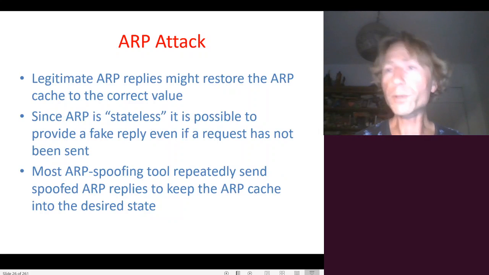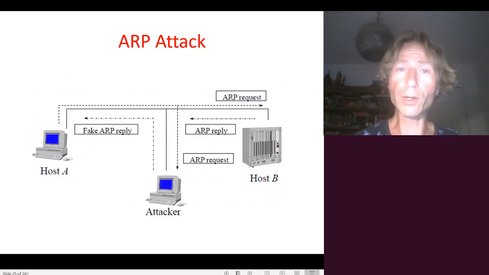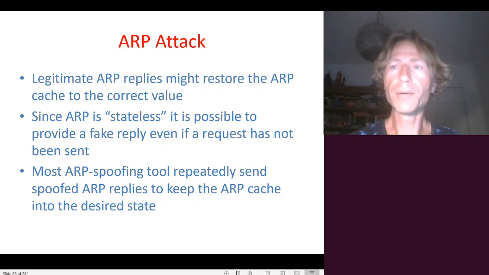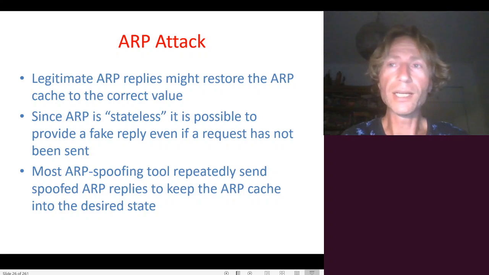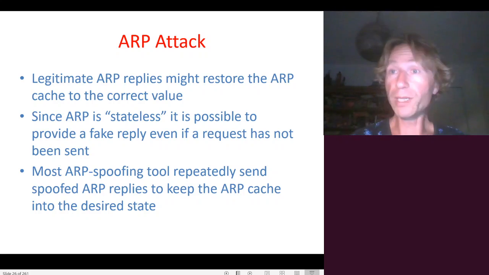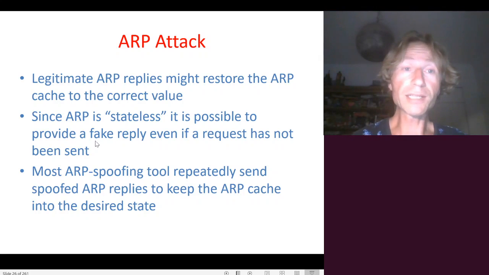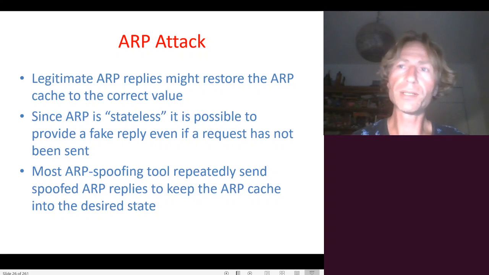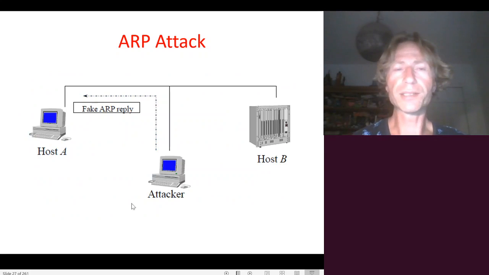Now, unfortunately, at some point, the other host, so host B in this particular case, will also have sent an ARP reply, and this will also arrive at host A. And in that case, it restores the ARP to the legitimate value, to the correct value. That's not good for the attacker. However, since ARP is stateless, we don't even know whether an ARP reply that we receive was actually a reply to a legitimate request. So what we can do is simply send replies, right? So just send a fake reply, even if there never was any request, and that will also poison the ARP cache on the host A side.